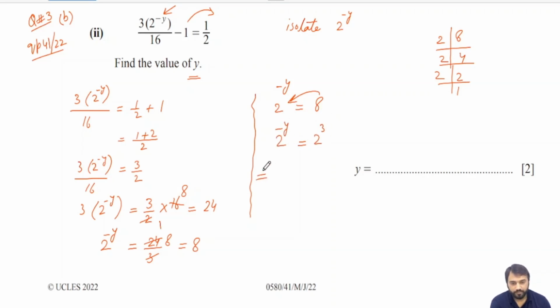Now we can apply the formula. What is our formula? That is the rule. If we have the same bases and an equal sign between them, we equate the powers. So minus y is equal to 3. We need to find the value of y. This is minus y, so multiply by minus 1. You will get y is equal to minus 3. So minus 3 is our answer.